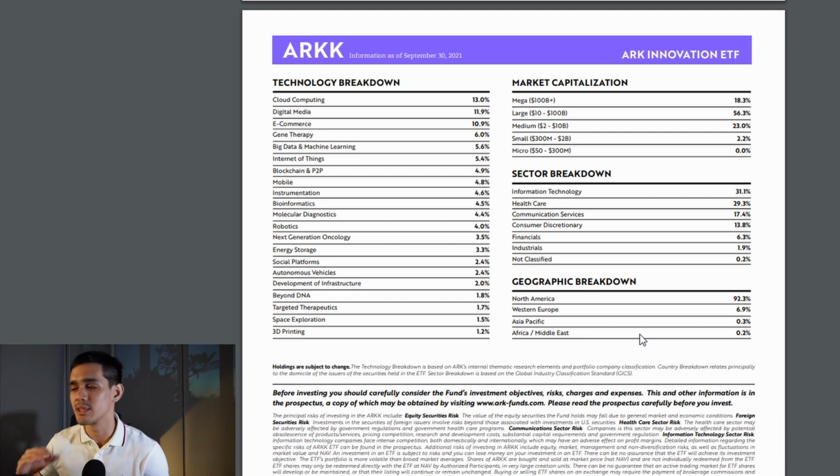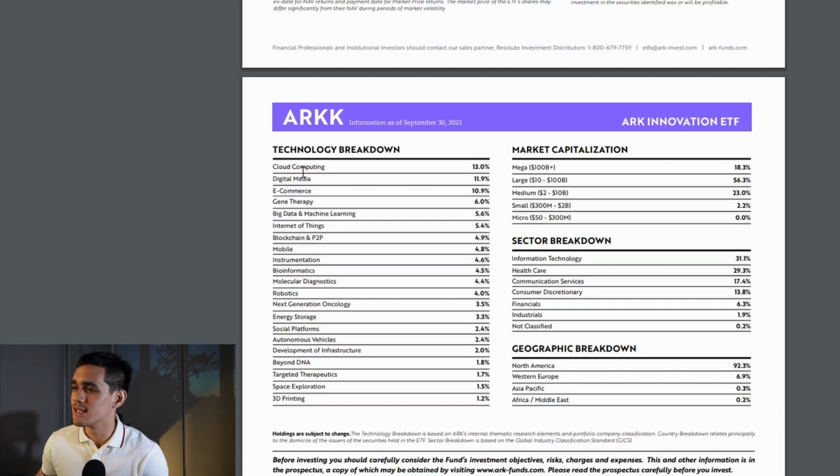Again, same thing. Do you want diversity or not? In this case, ARK has nearly everything in North America, and to me, that's fine. One cool thing that ARK did is they actually broke down technology because technology is very vast.